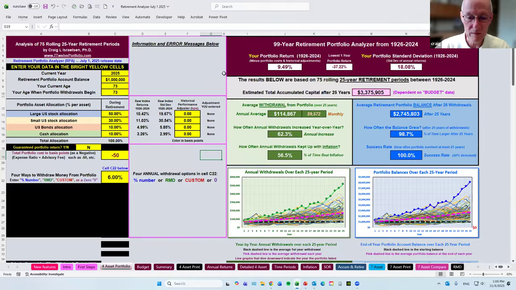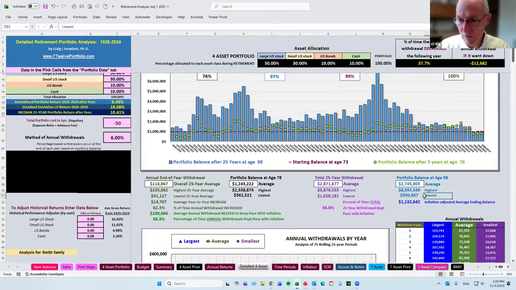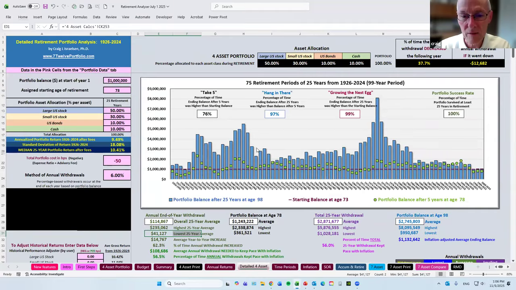And if you can live with, let me just turn to the detailed for asset, you can come down here and say, what's the lowest ending balance? What's the lowest total 25-year withdrawal? What's the lowest balance at age 78? What's the lowest end of year withdrawal average? And if you can live with some of those worst case scenarios, that's when I think you say, all right, I am going to stop worrying about this every moment of the day, because it actually is affecting my health, both physical health and mental health.